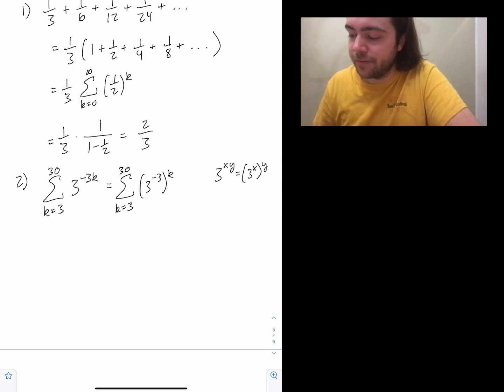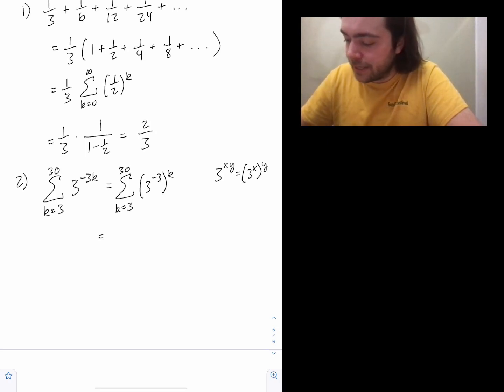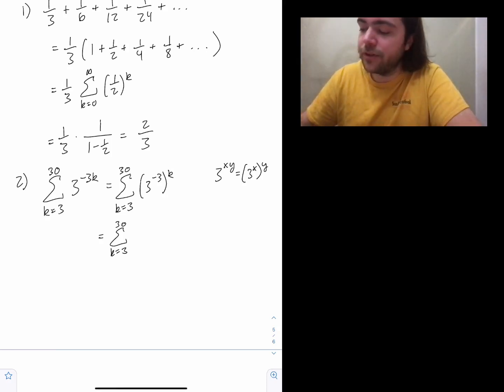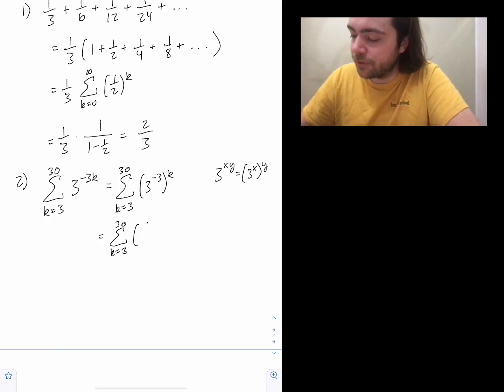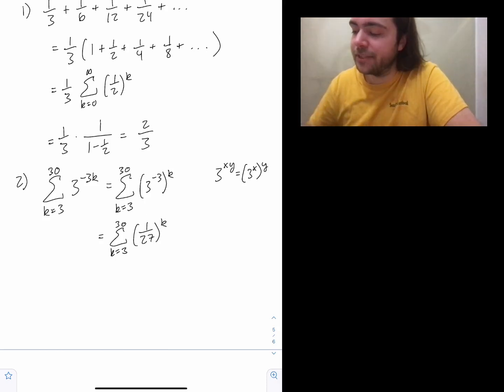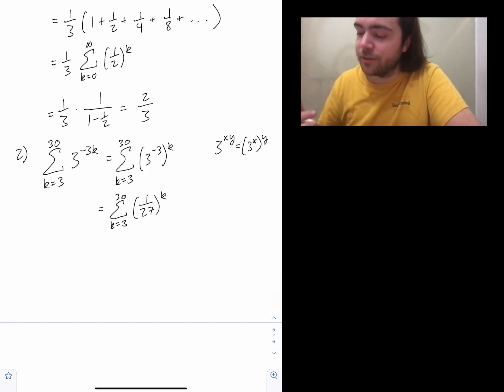Okay, 3 to the negative 3 to the k. And that's good because now 3 to the negative 3, that's just 1 over 3 cubed, which is 1 over 27 to the k. And 1 over 27, okay, that is now our common ratio. We can see each term is just 1 over 27 times the previous term.